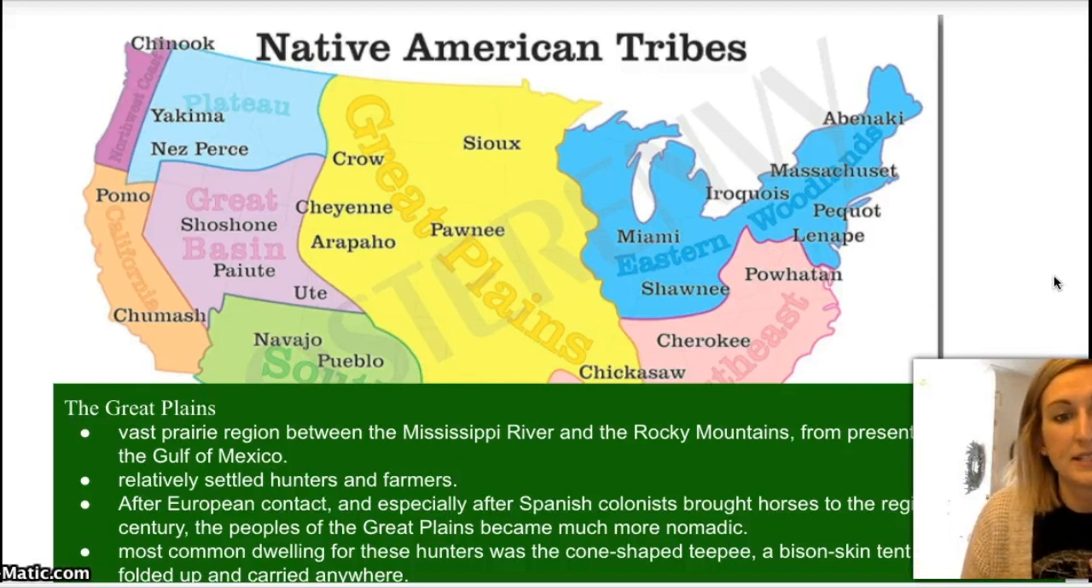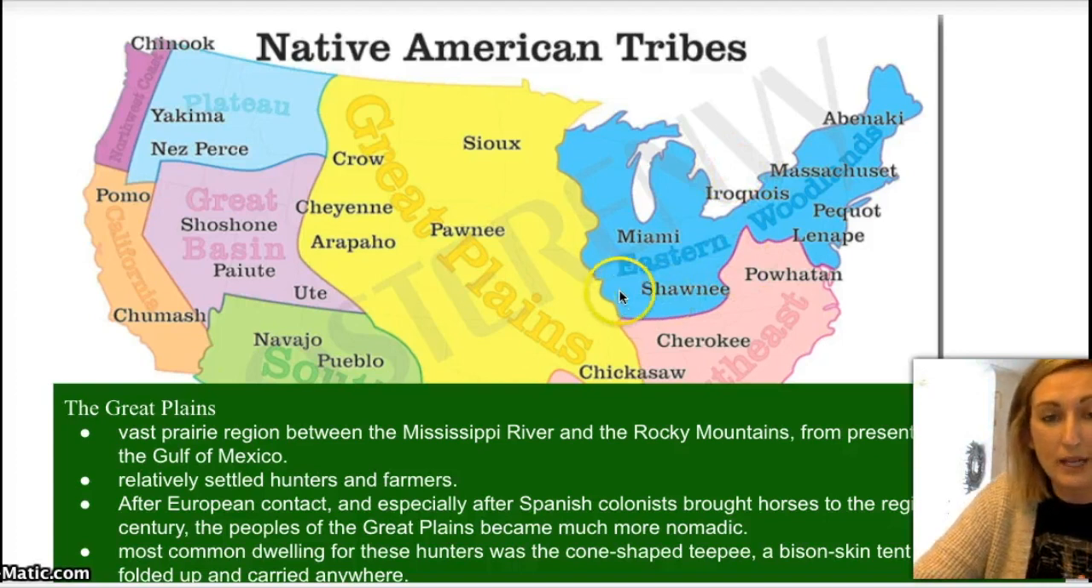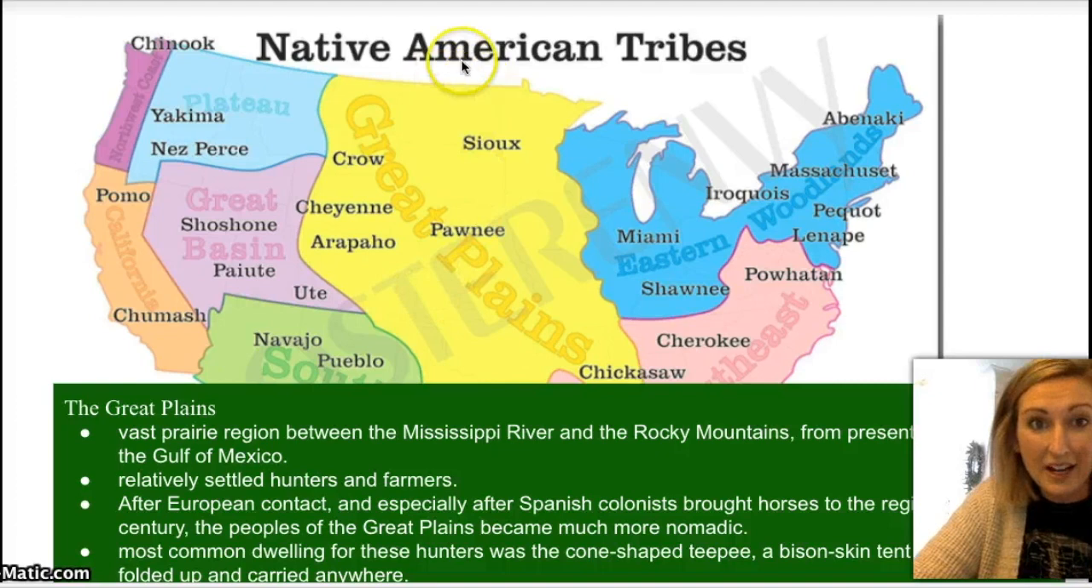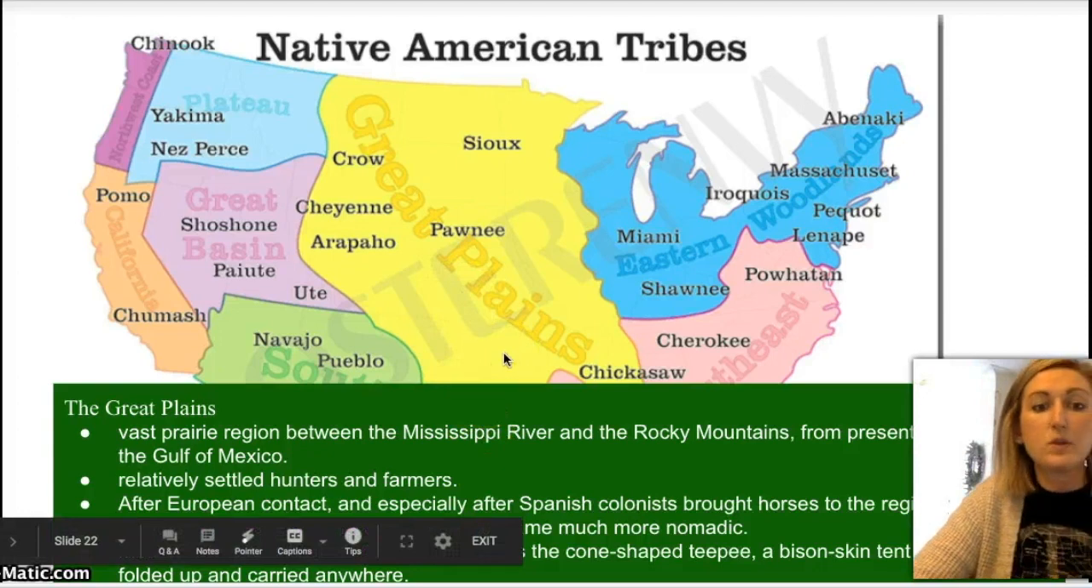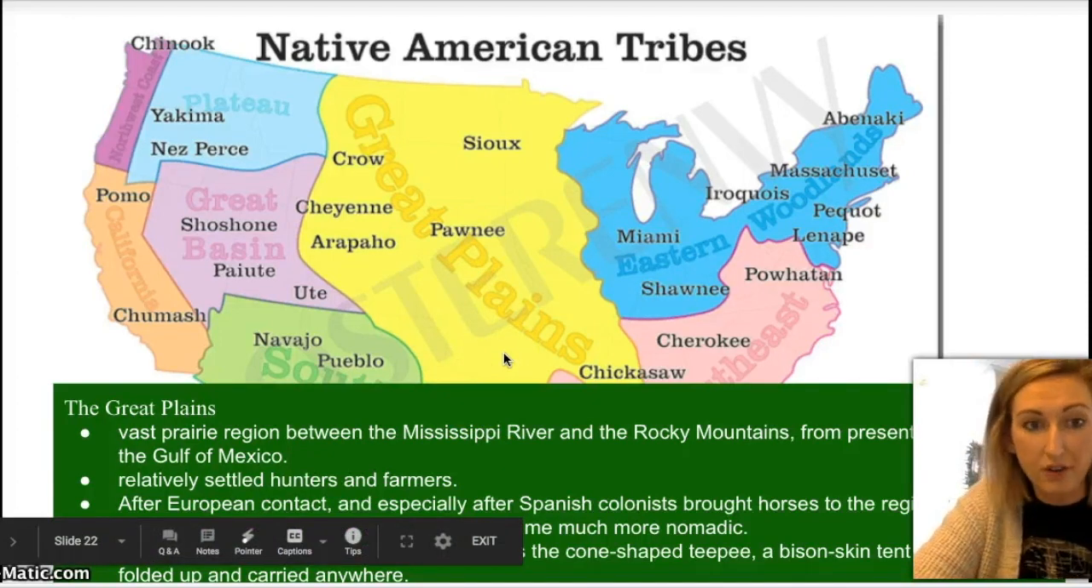The Great Plains is a vast prairie region between the Mississippi River and the Rocky Mountains, so where the blue meets the yellow, all the way over to the other side of the yellow region here. That's the Great Plains. It spanned from present-day Canada, up north, down to the Gulf of Mexico. This was relatively settled with hunters and farmers.